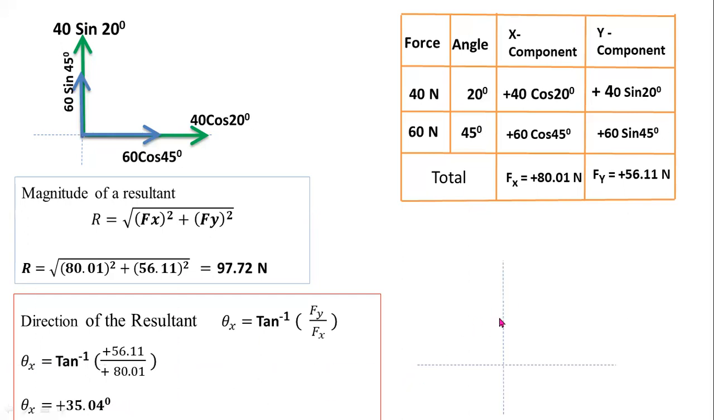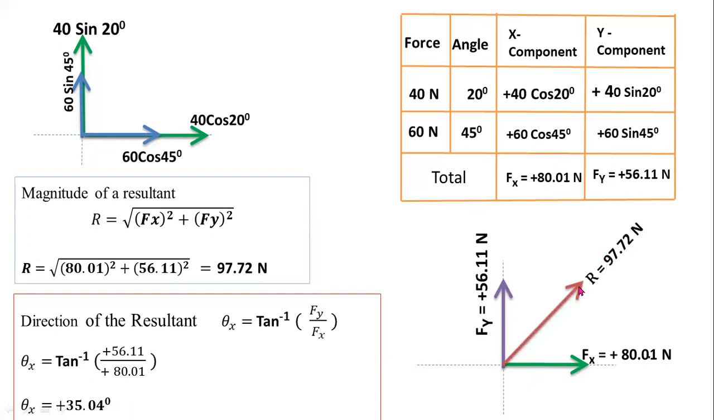Here this is the x axis, this is the y axis. So here the single x component is plus 80.01 and the y component is 56.11. This is the y component, this is the x component. Now I converted these two forces into a single force, that is the resultant. Here the resultant is 97.72.